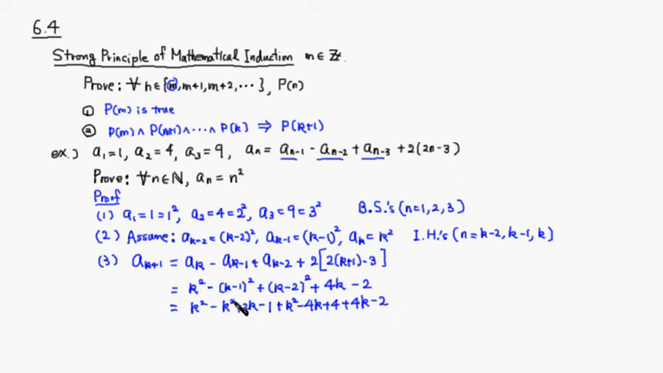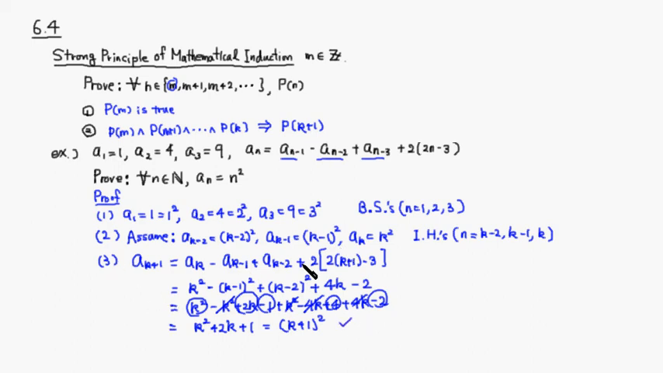We can see that there's a negative k squared and a positive k squared. And then you have a negative 4k and a positive 4k. So what's left is you have k squared, there's positive 2k, then you have negative 1, positive 4, negative 2. So that's positive 1, which is exactly (k+1) squared. So this checks out.